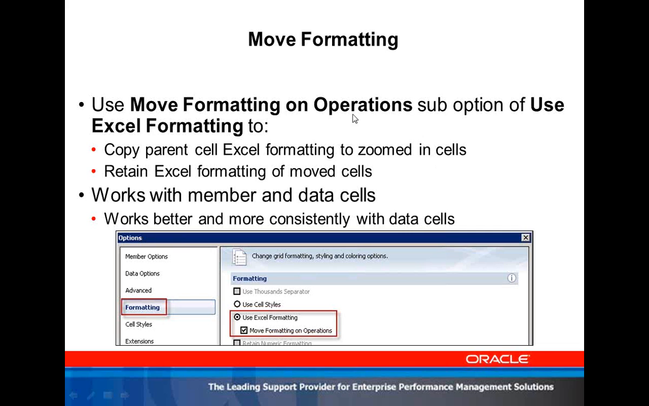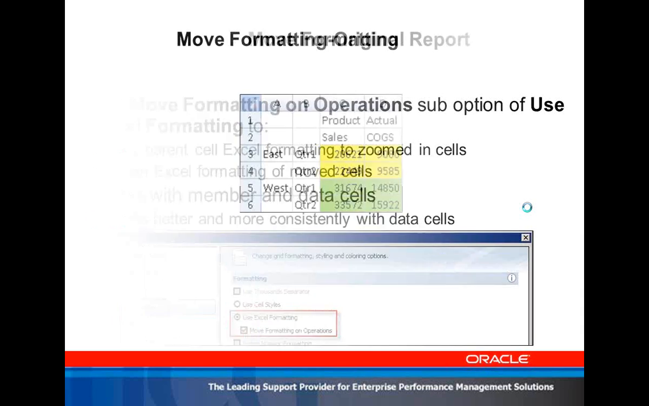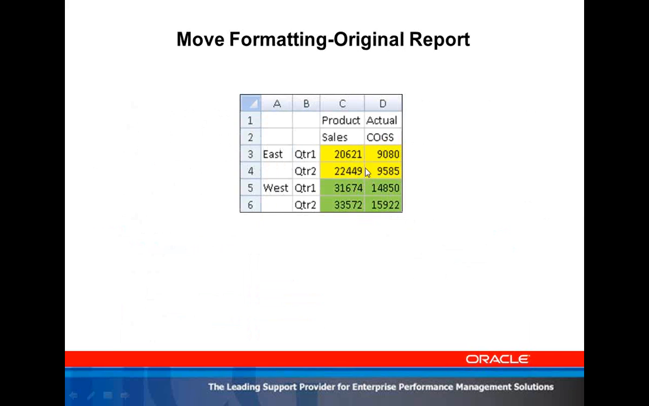And this move formatting on operations option is a sub-option to using Excel formatting, as you see here in the formatting category of options. And it can be used with member cells or data cells, but in my brief testing of this, I found it works more consistently with data cells, and that's what I'm going to show you in an example here. Here I've got 4 dimensions in my 5-dimension database shown here. Don't worry about the 5th dimension at this point.